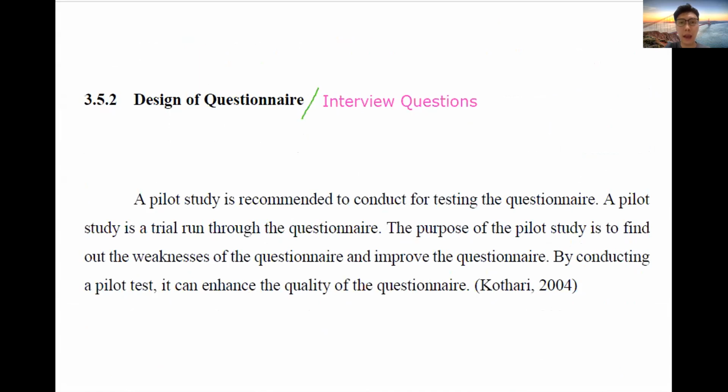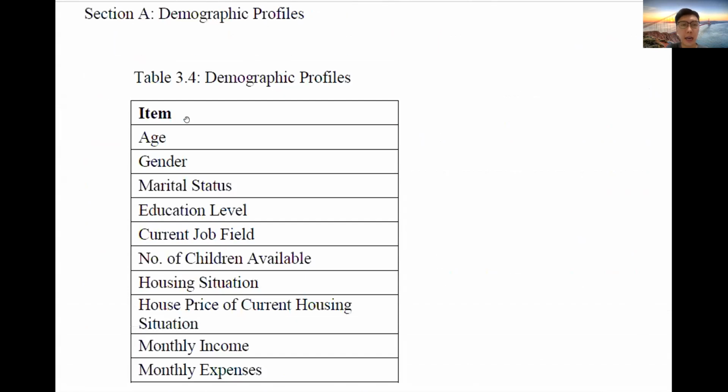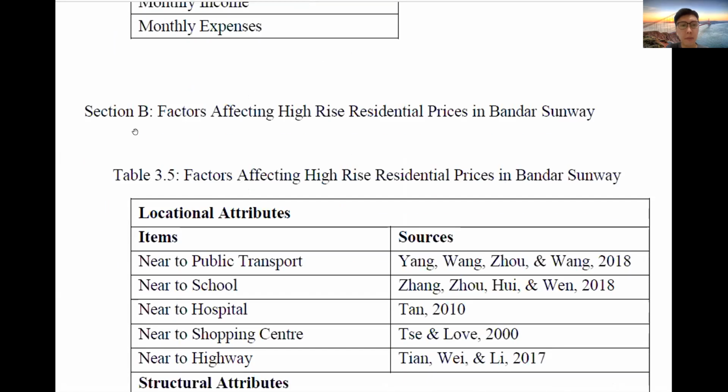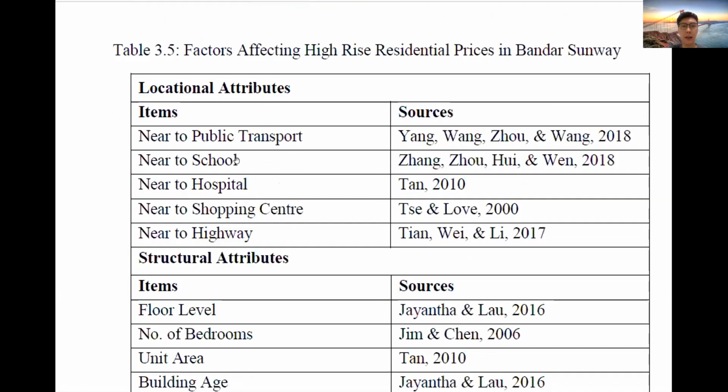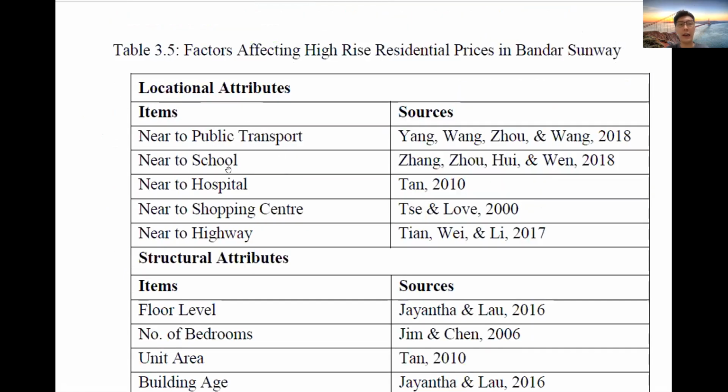So let's look at where you put that table. You put the table here, in section A of your questionnaire. Section B of the table, these are the factors. Look here: factors affecting high-rise residential price of Sunway. This is the factor for objective one. So I ask you to list down all the factors, and these are the sources. The reason is that later you will put this factors table in your design of questionnaire in chapter three, like this. So this is why I asked you to do it.